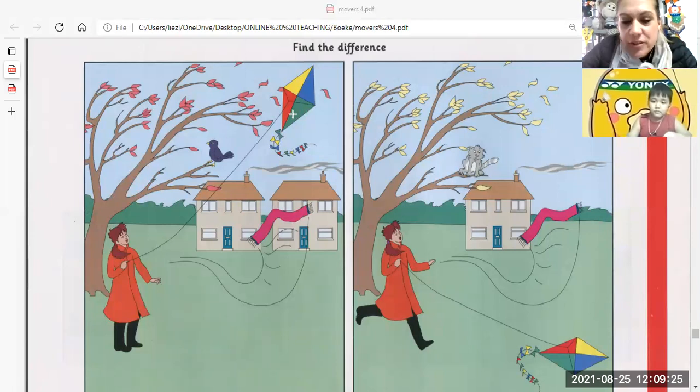Okay. In the first picture, it's windy. Yes. And in the second picture, in the first picture and the second picture, it's windy. Do you see? The trees are blowing. It's windy in both pictures, so it's not a difference. That's the same. Let's see what's not the same.